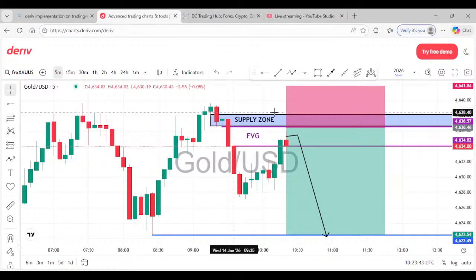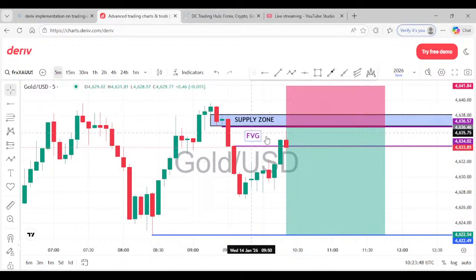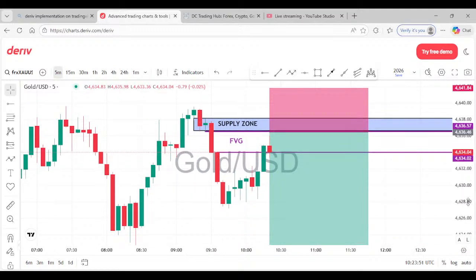So price can react. We just want to see how price is going to react to the fair value gap. Let's wait and see here.